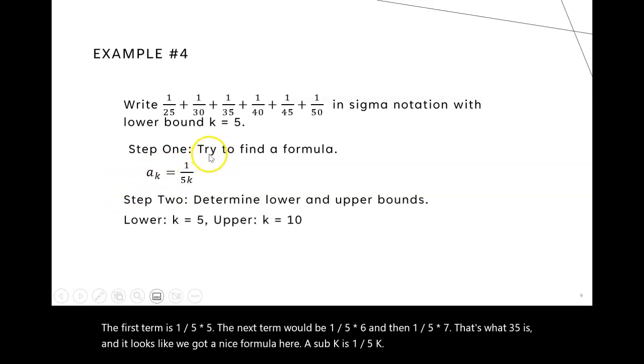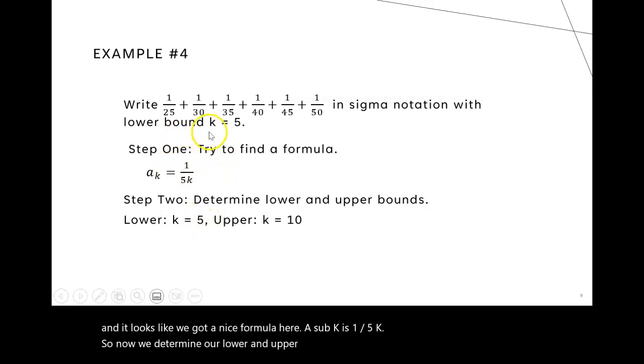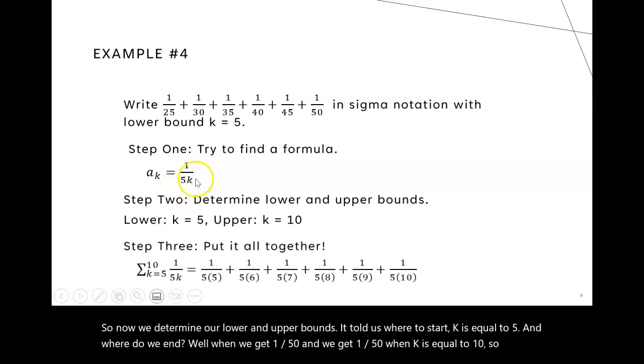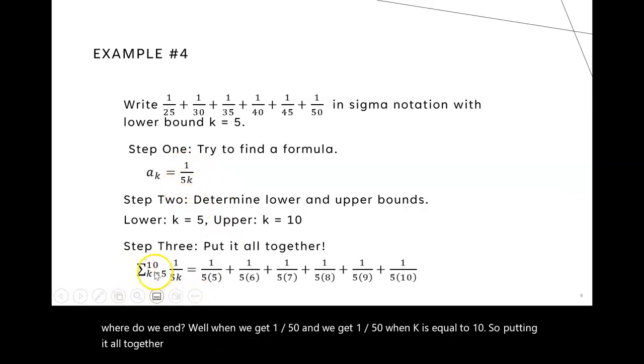So now we determine our lower and upper bounds. Well, it told us where to start. k is equal to 5. And where do we end? Well, when we get 1 over 50. And we get 1 over 50 when k is equal to 10. So putting it all together, we would say the sum from k equals 5 to 10, so lower is 5, upper is 10, of the formula 1 over 5k.